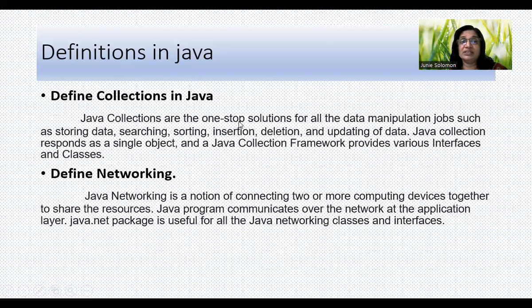Now what if I need something like an object array, like an employee array or a student array? You cannot create that in an array. So you have to go for a collection. Collection means a one-stop solution for all data manipulation jobs such as storing data, searching, sorting, insertion, deletion, and updating of data. So a Java collection is represented as a single object, and the Java collection framework provides various interfaces and classes.